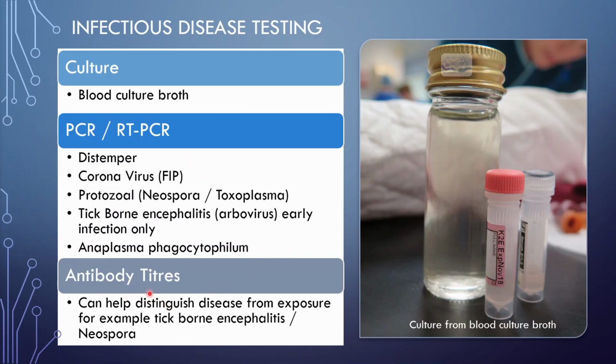You can also do antibody titers on the CSF, and that can be quite useful to help distinguish disease from exposure. For example, with tick-borne encephalitis, Neospora and toxoplasma, many dogs will be exposed to that and will have a positive antibody titer from the serum. However, it should not have spread into their CSF space, and therefore getting an antibody titer from the CSF, if there is no blood contamination, of course, can be useful to confirm disease.